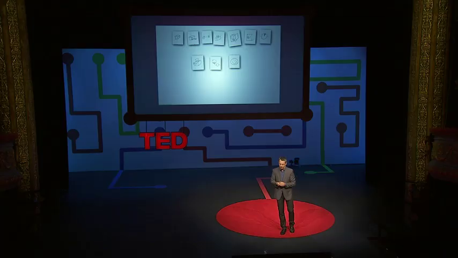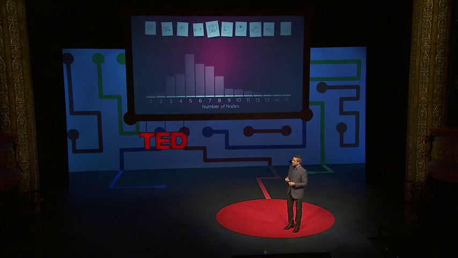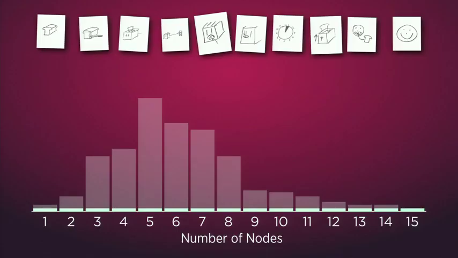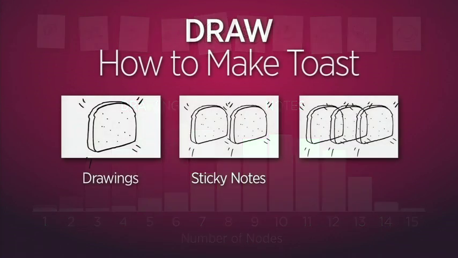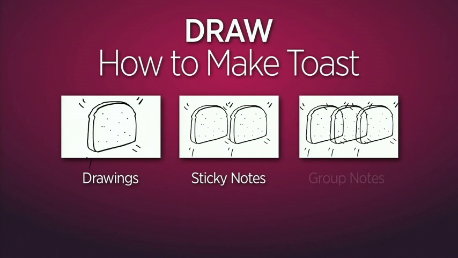And system theorists do tell us that the ease with which we can change a representation correlates to our willingness to improve the model. So sticky note systems are not only more fluid, they generally produce way more nodes than static drawings. The drawings are much richer. And this brings us to our third part of the exercise, which is to draw how to make toast, but this time in a group.